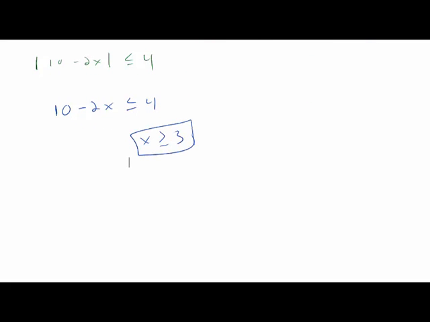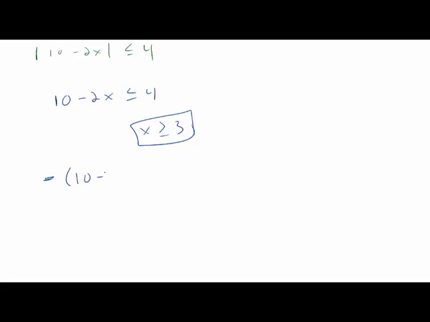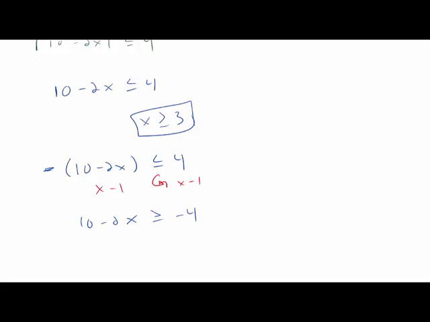But then there's another equation we'd have to solve, which is negative 10 minus 2x is less than or equal to 4. So let's solve this. So you multiply both sides by -1. And remember, you got to flip that sign. And so we have 10 minus 2x is greater than or equal to -4.